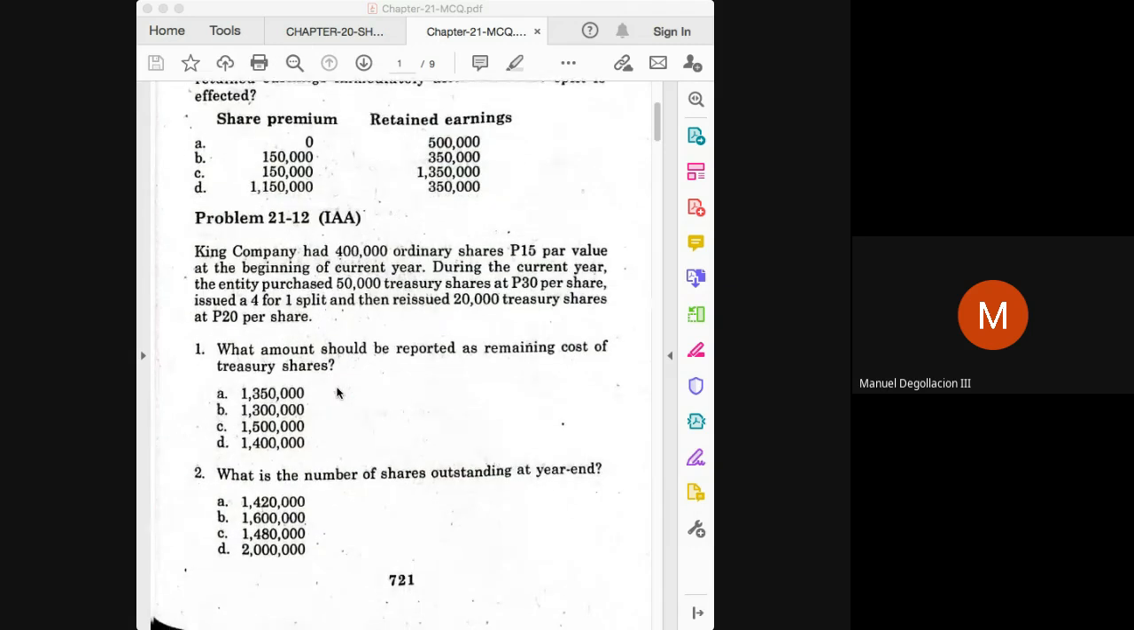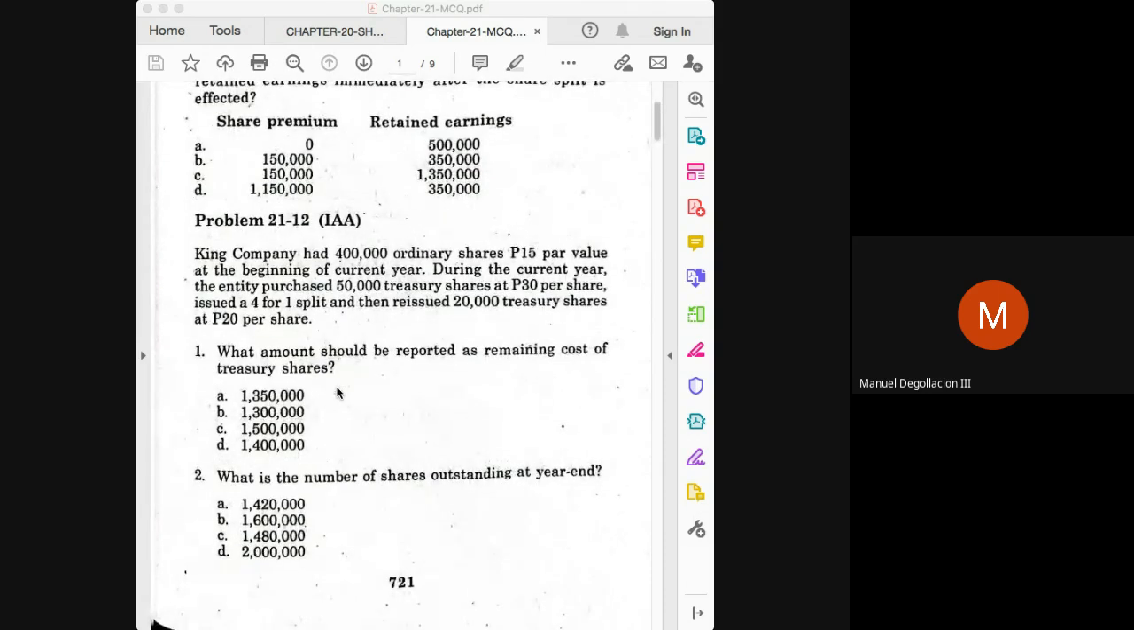Okay, let's proceed to problem 21-12. King Company had 400,000 ordinary shares, 15 peso par value at the beginning of the current year. During the current year, the entity purchased 50,000 treasury shares at 30 per share. Issued a 4-for-1 split and then reissued 20,000 treasury shares at 20 per share. The questions here are what amount should be reported as the remaining cost of treasury shares, and what is the number of shares outstanding at year end.